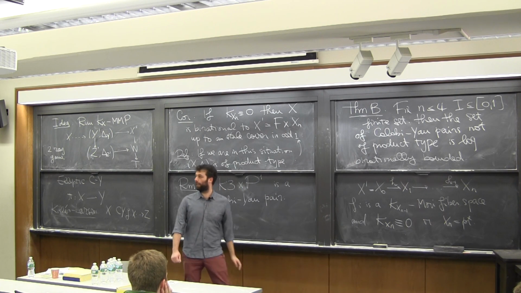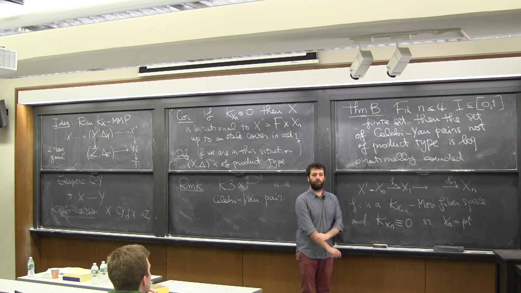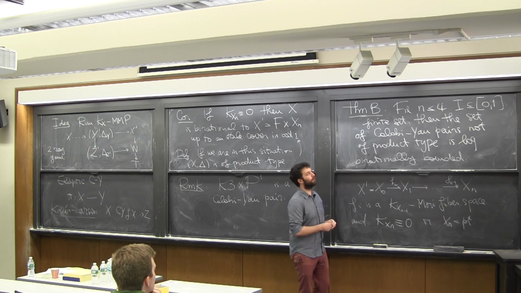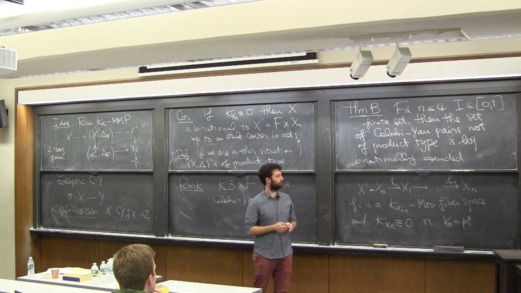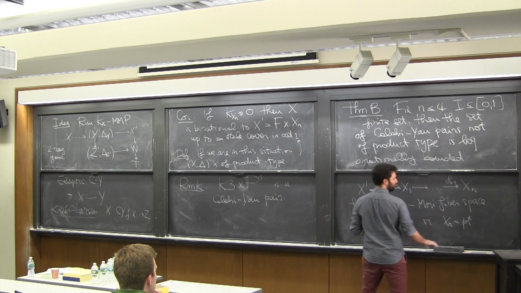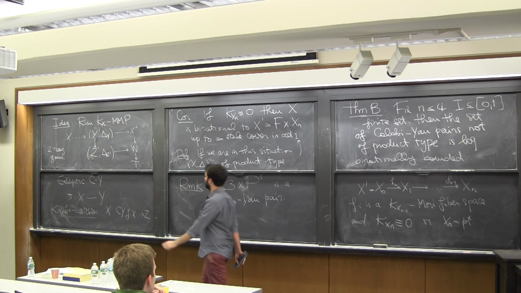And so I have some time. So I want to tell you some of the ideas involved in the proof and why we need that condition on the dimension of the variety. So let me go there. So again, let's try to do.